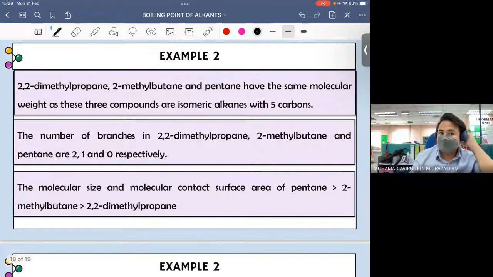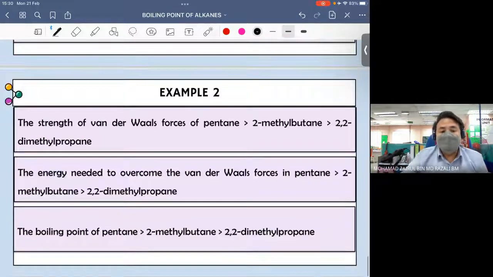So kalau awak tengok sini, ni suggested je lah. Okay, so 2,2-dimethyl propane, 2-methyl butane and pentane have the same molecular weight. So as these 3 compound are isomeric alkane with 5 carbon. So kalau awak tengok, saya memang detailkan berapa carbon semua tu. Okay, so the number of branch, okay, the molecular size and also the molecular contact surface area of pentane is larger than 2-methyl butane and is larger than compared to 2,2-dimethyl propane. Dia sama je macam saya terangkan tadi, cuma yang ini dalam proper sentence lah.